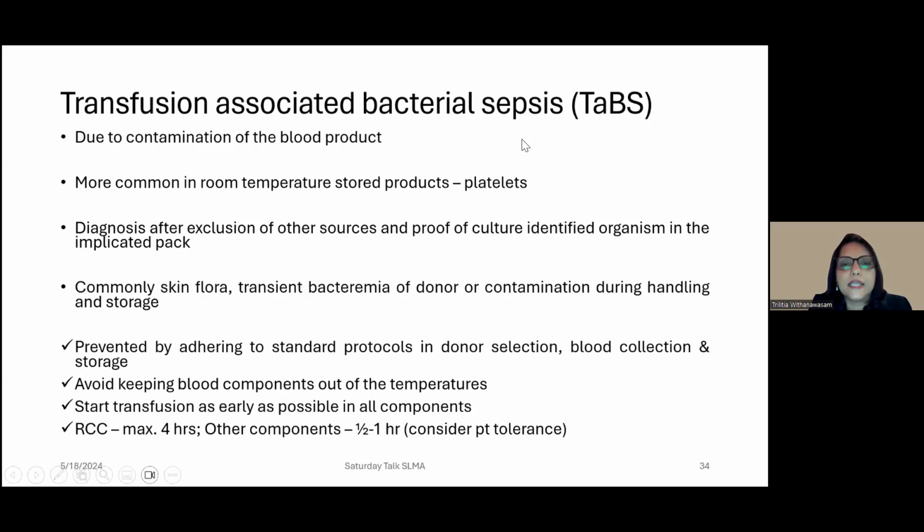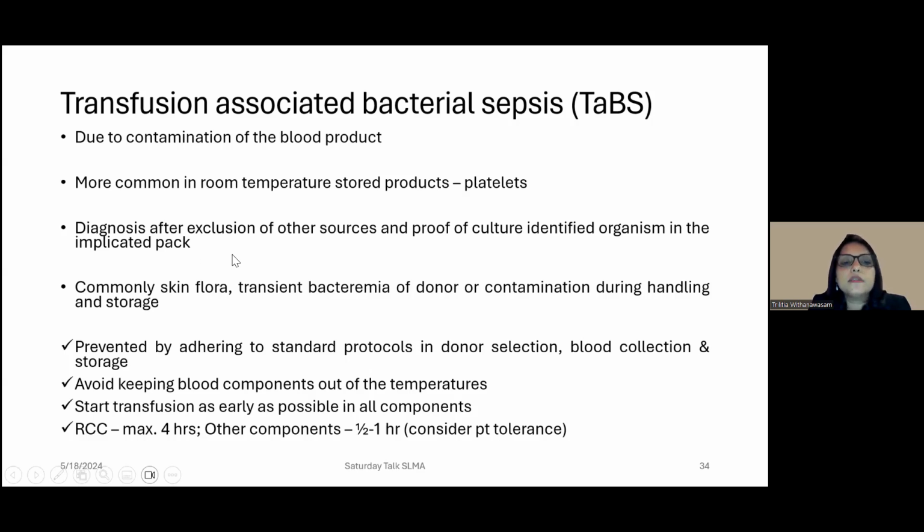Transfusion-associated bacterial sepsis. This is due to contamination of the blood product. The blood product is anyway from the donor, so we have to be very much careful when we are bleeding the donor. Donor selection has to be up to the standard techniques. It is more common in room temperature stored blood products, in the platelets. This is a problem worldwide.